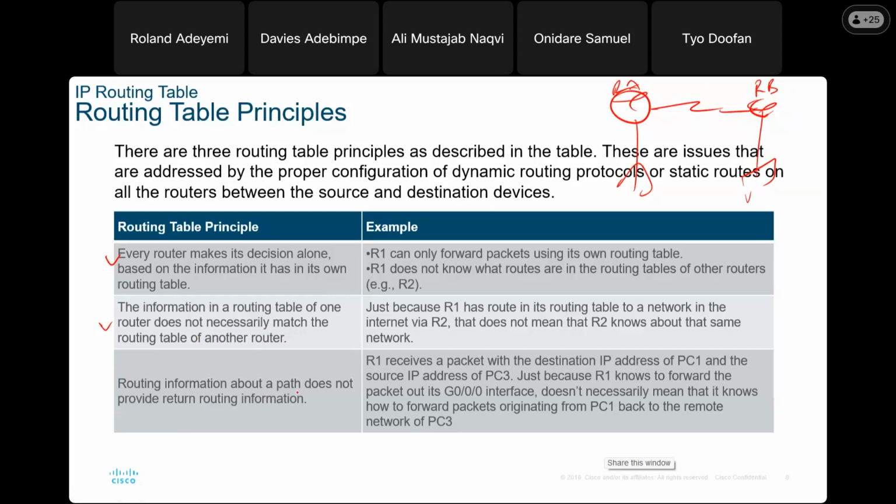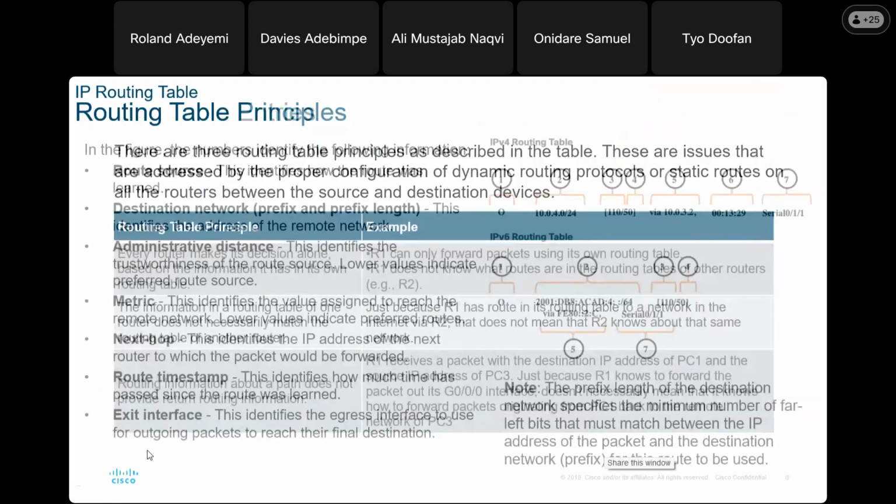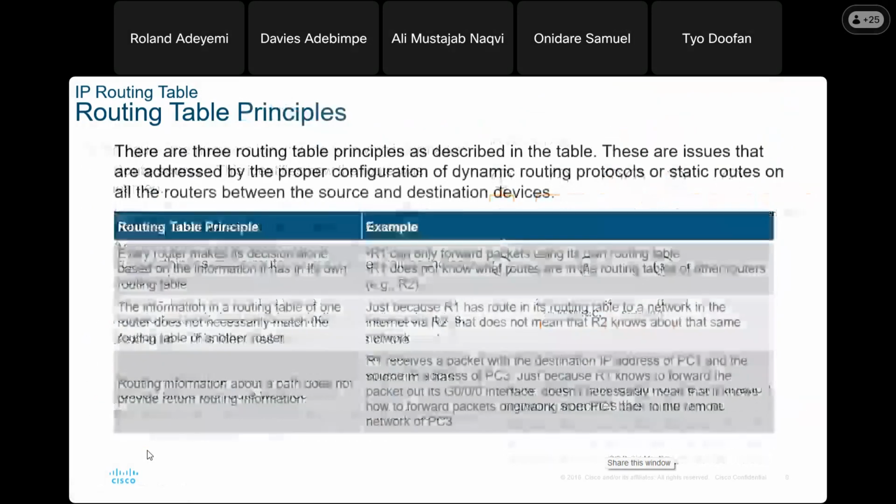Number 3, routing information about a path does not provide return routing information. I can only explain this by demonstrating. Just take note of this. Ping or communication is a two-way thing. The fact that somebody can go to this destination does not mean that the destination can reply back. That is what this is talking about. And I'm going to demonstrate it for you when we get to static routing.